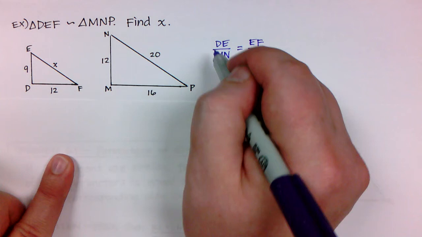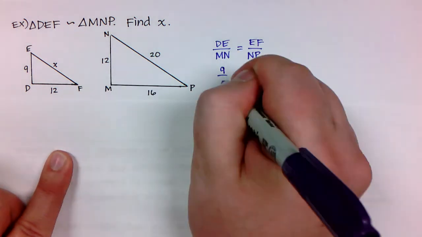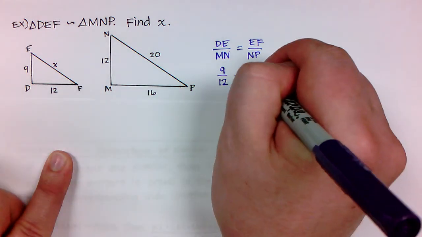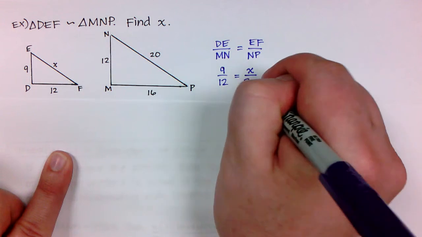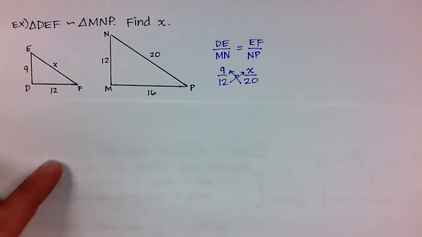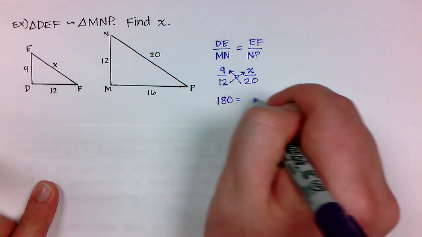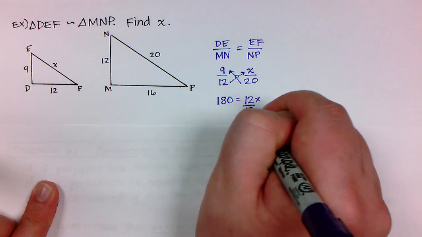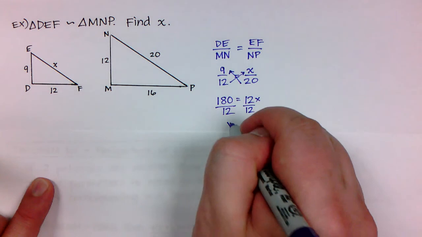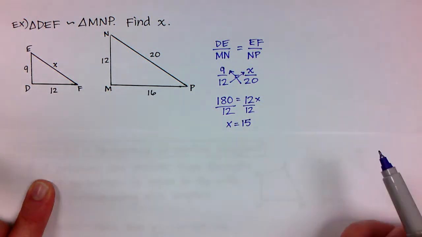Okay, so DE we found was 9, and MN is 12. So 9 over 12 should be equal to EF, which is our X that we're solving for, and NP is 20. So if I do cross multiplication, 9 times 20 is 180, and 12 times X is simply 12X. And when I divide both sides by 12, I'm going to find that X is equal to 15. So the missing side is 15.